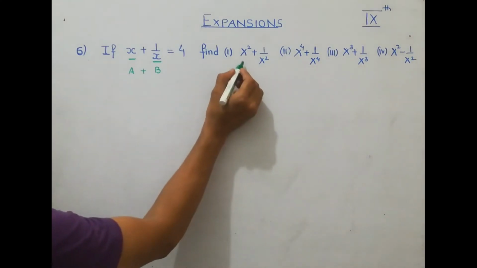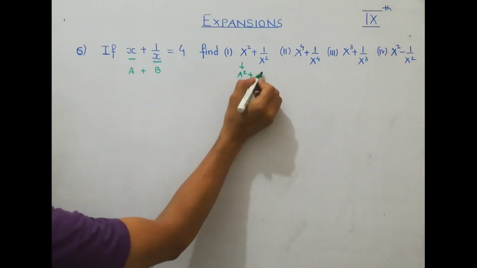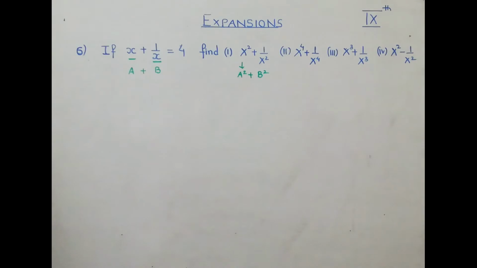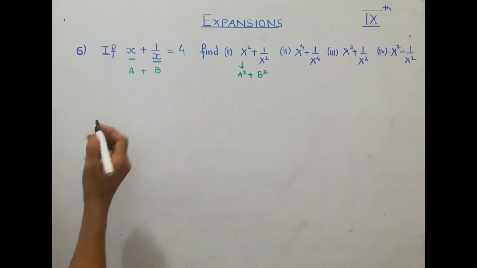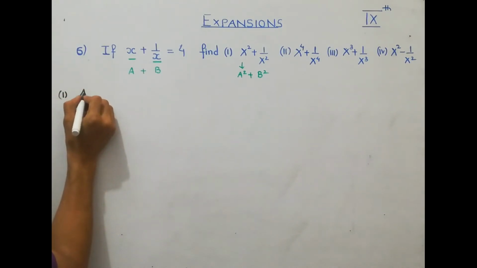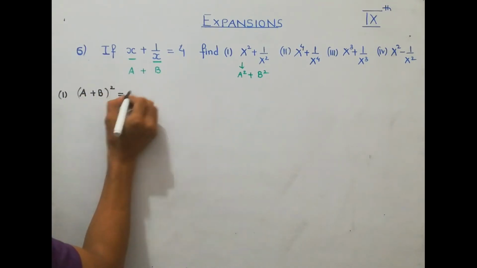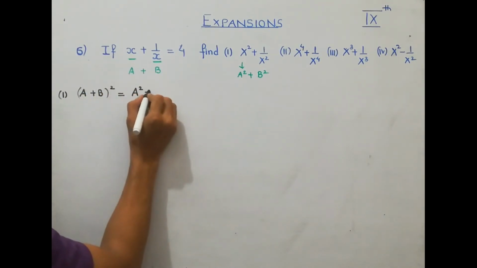See, this will be read as a square and this will be read as b square. So it's clear to you which formula you will be using. You can see a plus b is given and they are asking for the square one. So that means you are going to use the formula a plus b whole square. So let's apply the formula. In the first part, it's a plus b whole square. So we are going to use this formula.